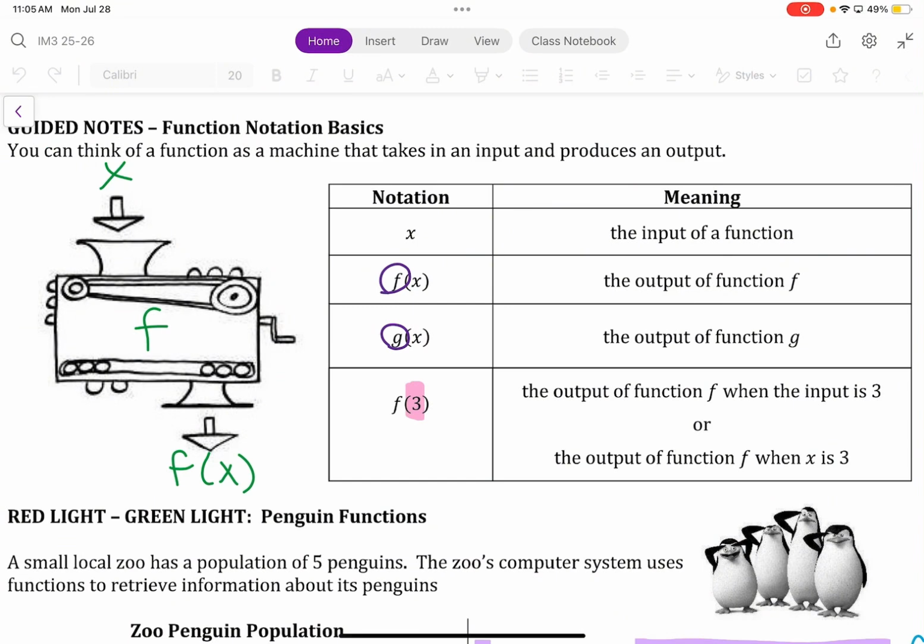Let's say we replace the f with something else, like a g. Well, g of x will now be considered the output, but for a different function. It's function g. So it depends on whatever letter you have in front of x. That's what the name of the function is going to be. If it's an f, it's function f. If it's a g, it's function g. Lastly, f of 3. Now that we replace x with a number, this is considered the output of a function when the input is 3. So you will always see the input in parentheses.